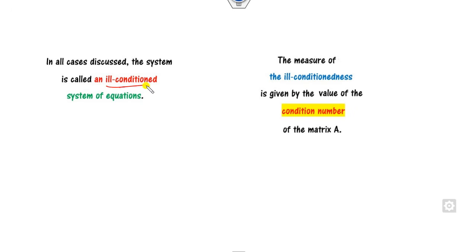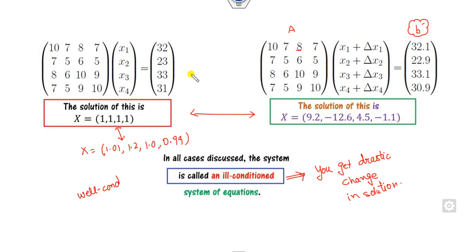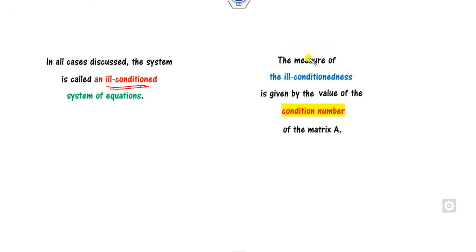Now what is the meaning of ill condition? How can you measure it? Because it's not always easy to solve the system by perturbation, but how can you measure the illness of the condition? The measure of the illness of the condition is given by the condition number, and that's the topic of today's lecture. So the use of the condition number is that it can measure the strength of the ill condition in the system of equations.